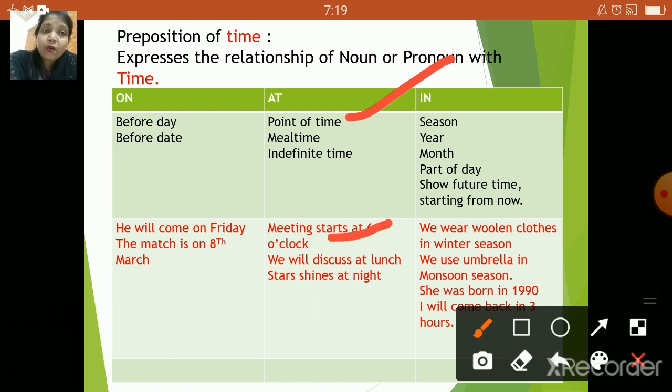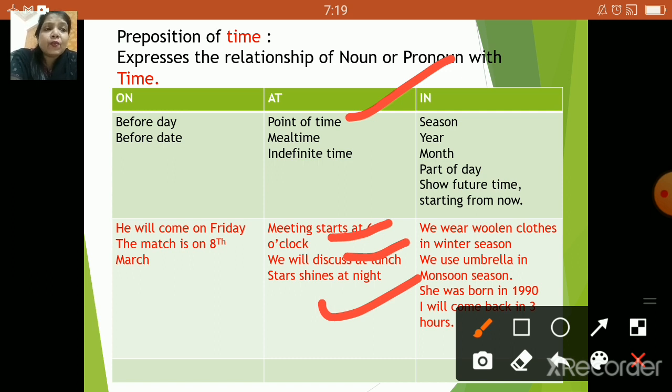So at, right? Next one, meal time, we will discuss at lunch, right? Next, indefinite time, that means time is not sure, so stars shine at night. So over here we have used at for these various. See, there are various forms in which we can use this word, but these are the few examples you can actually check and you can understand how to use these words.